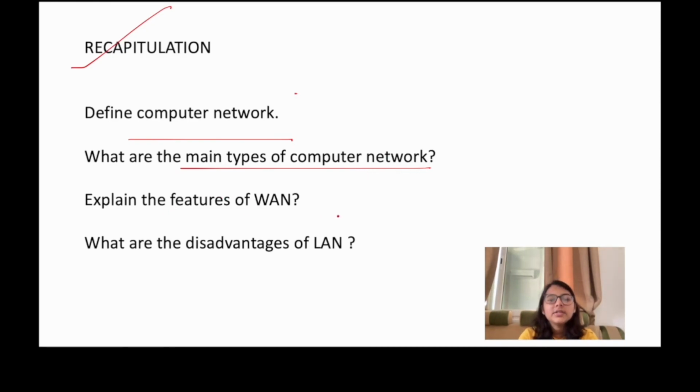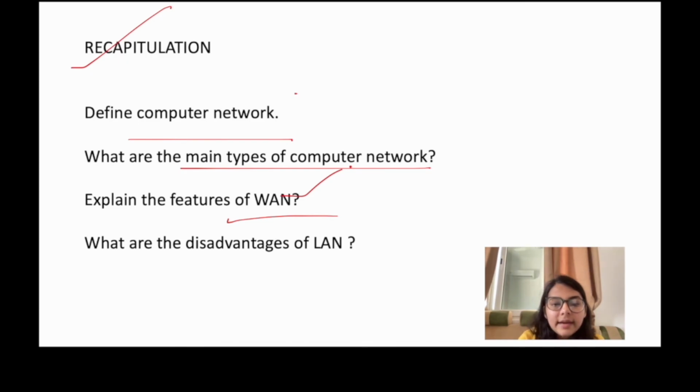And explain the features of WAN. What are the features of WAN, students? It is known as wide area network. We can connect wide networks. We can connect two or more LAN networks together, and it is very easy to communicate and very easy to use, students. And if you want to connect over a long distance, or share information from one place to another, we can easily use a WAN network. And these are the main features of WAN.